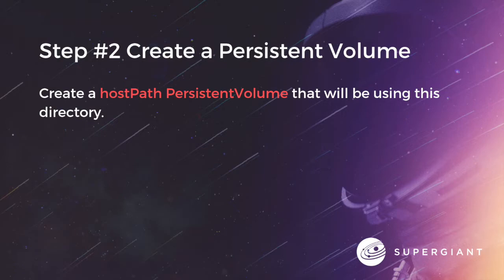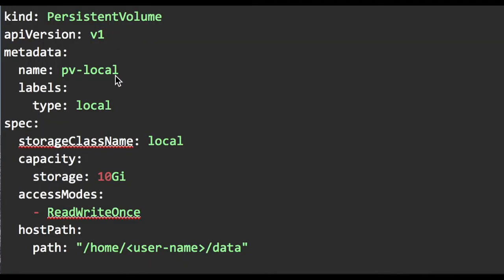The next thing we need to do is create a host path persistent volume that will be using this directory. This spec defines a PV named PV-local with a 10 GB capacity. It sets the PV's access mode to read-write once, which allows the volume to be mounted as read-write by a single node. It assigns a storage class named local to the persistent volume. It configures hostpath volume plugin to mount local directory at home username data.